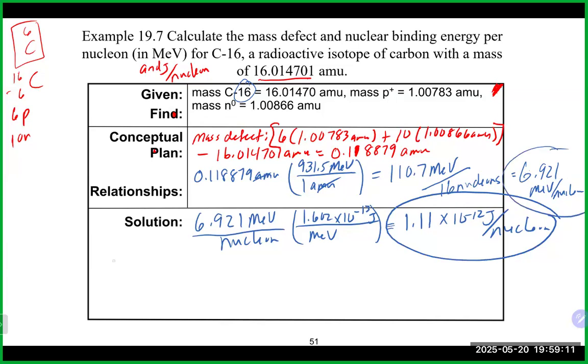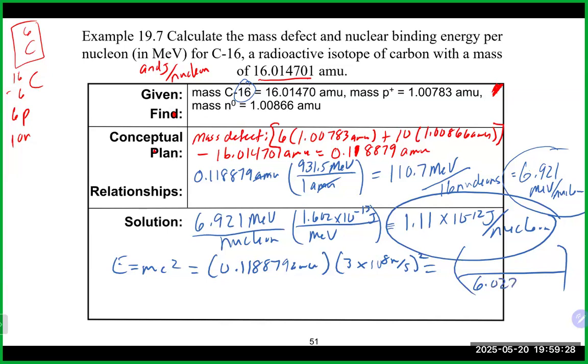You obviously could have used E equals MC squared. You took your 0.118879 AMU, your 3 times 10 to the 8 meters per second squared. Once you get that number, a little Avogadro's number to the 26. And that would get you your joules. And then you can divide it by the nucleons and obviously continue on to mega electron volts if you wanted to. Any questions on that one there?